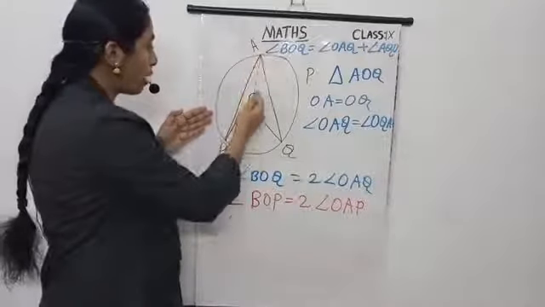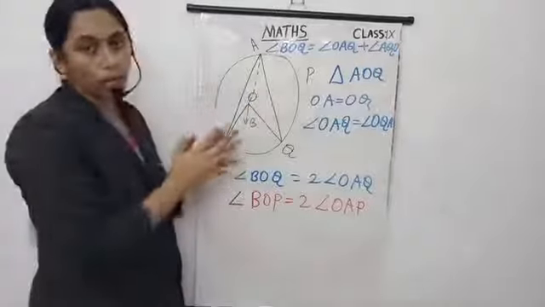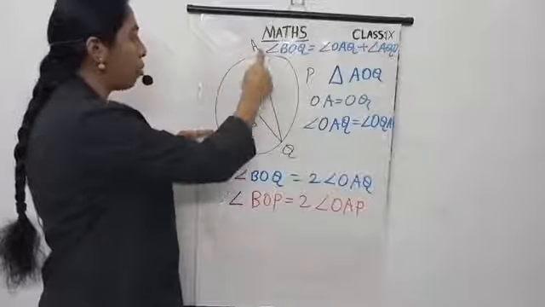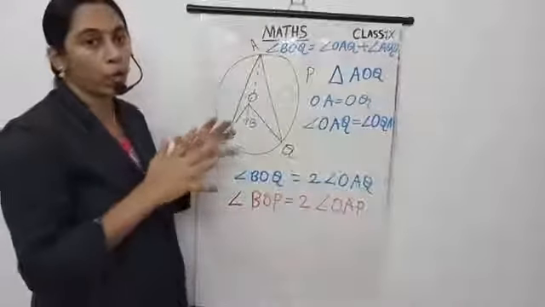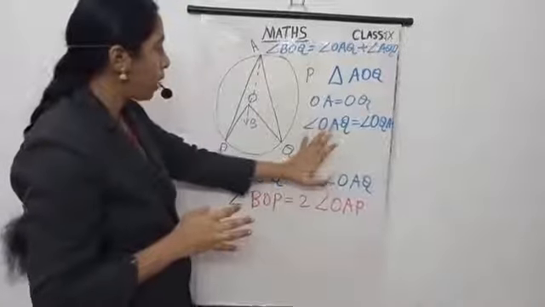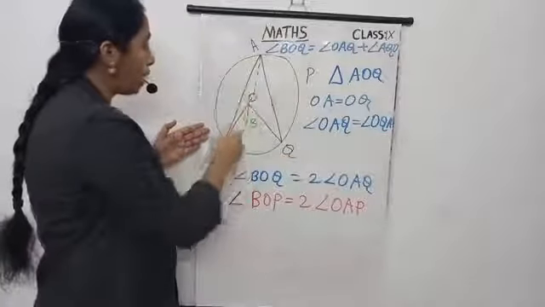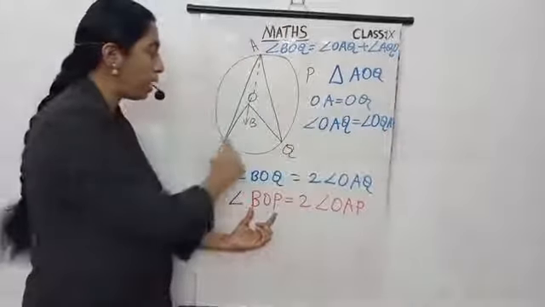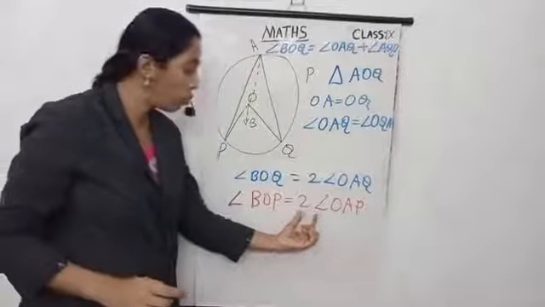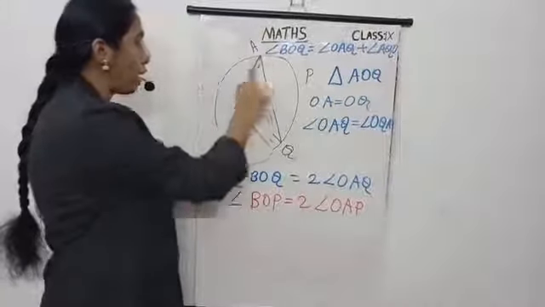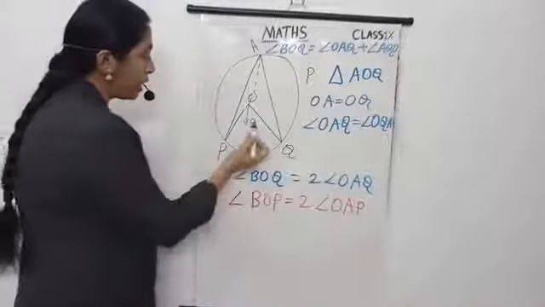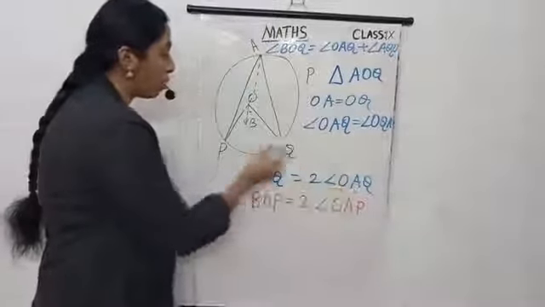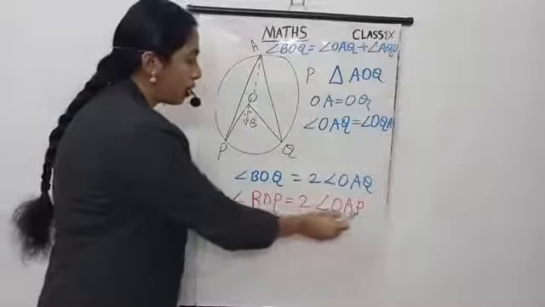Now OA and OP are equal radii of the same circle, and angles OPA and OAP are equal according to theorem 7.5. So we can say that angle OAP equals angle OPA. In the same way, angle BOP is equal to 2 into angle OAP. Then we can say that this angle is 2 into angle OAQ, and this angle is 2 into angle OAP.